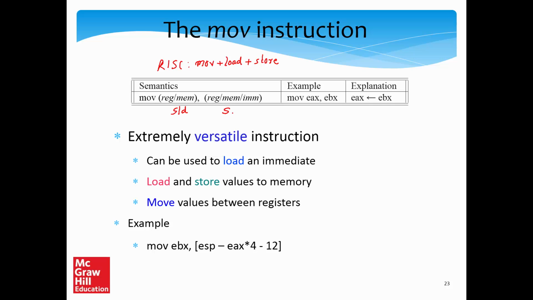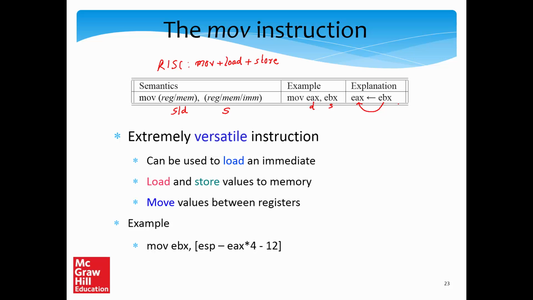Let's consider an example. Let's say we write move EAX, EBX. In this case, this is very simple. The first operand is the destination, and the second operand is the source. So we move the value of the source to the destination. The move instruction is extremely versatile.